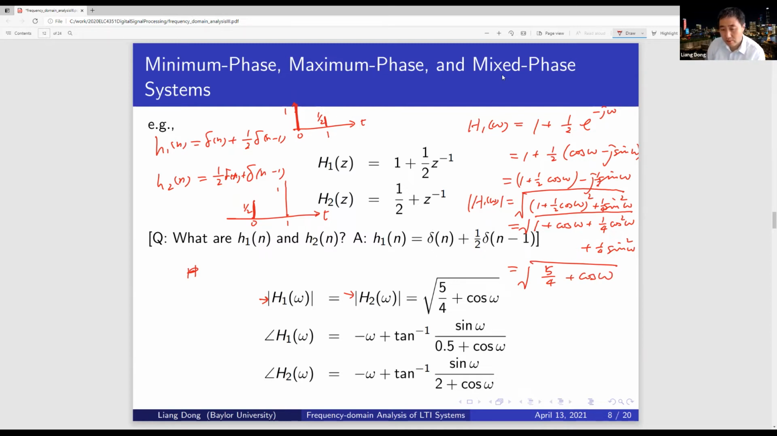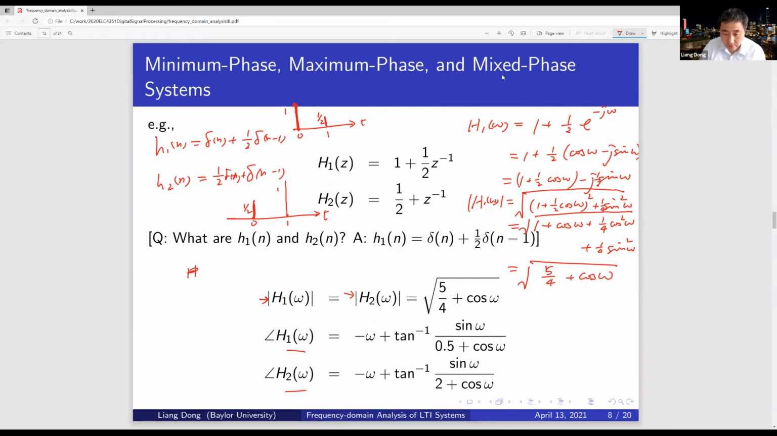Now, if you calculate the absolute value of H2, you get the same result. It's the square root of 5 over 4 plus cosine omega. From the amplitude part, I cannot see any difference between these two filters. However, from the phase element, if we're looking at the angle of H1 and H2, they are different.